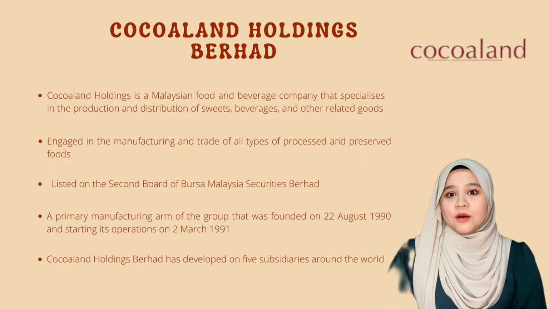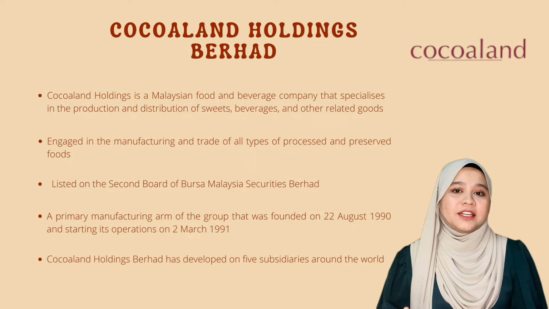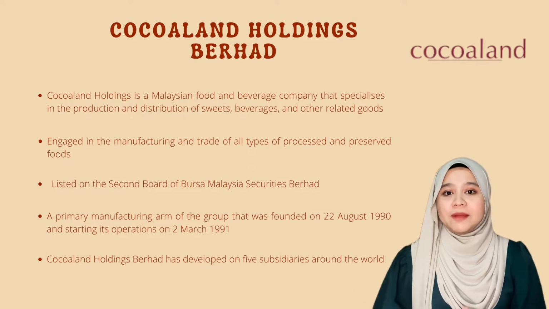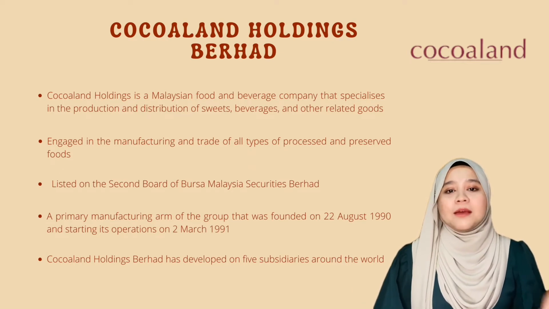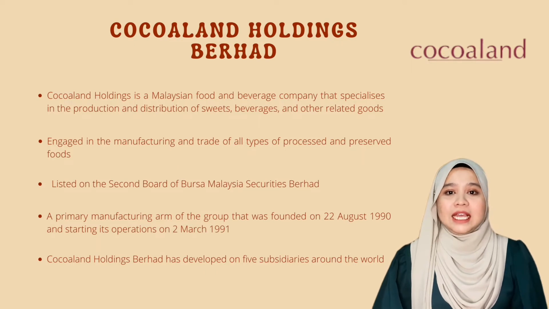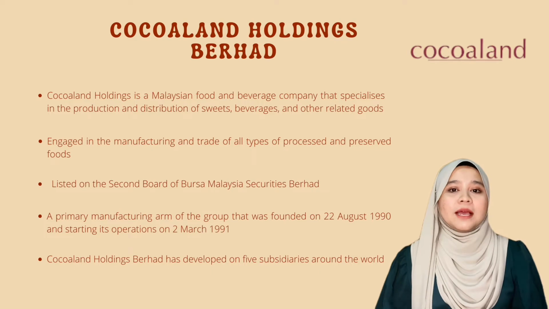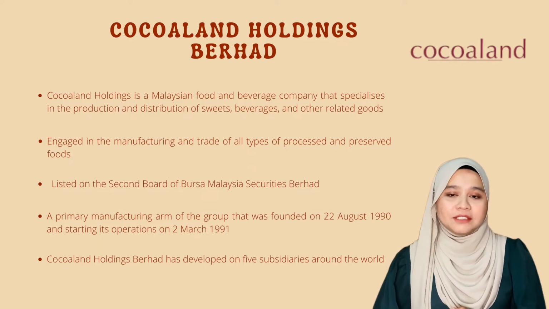Now, let's go on to the introduction of these two companies that have been chosen for the financial ratio analysis. The first company is Kokwalin Holdings Berhad. Kokwalin Holdings is a Malaysian food and beverage company that specializes in the production and distribution of sweets, beverage, and other related goods. It is currently engaged in the manufacturing and trade of all types of processed and preserved foods and fruits and was listed on the second board of Bursa Malaysia Security Berhad on 18 January 2005.